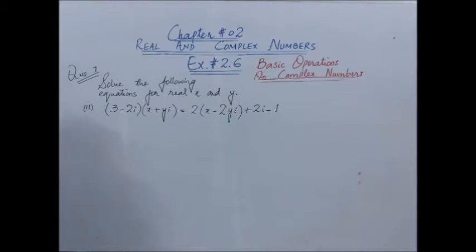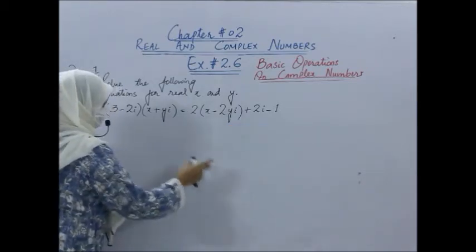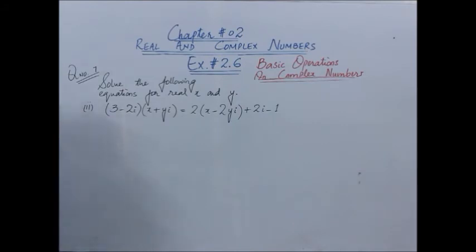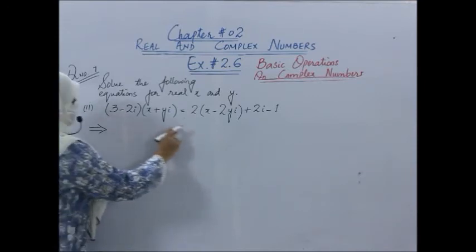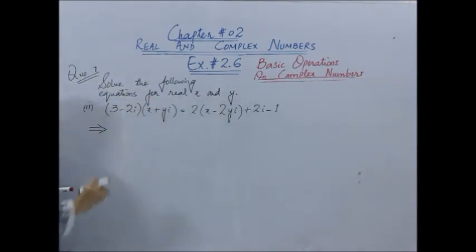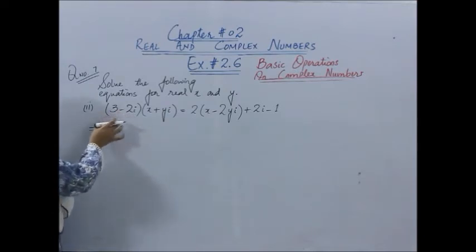Now students, what would we do? We will solve the left hand side separately and the right hand side, and we will convert both sides in the form a plus iota b. And then we will equate the real part with the real and imaginary with the imaginary. So what would be our first step over here? This sign is for the implies that, because the above given statement is an equation, right? So whenever we solve an equation, we will put a sign of implies that over here.